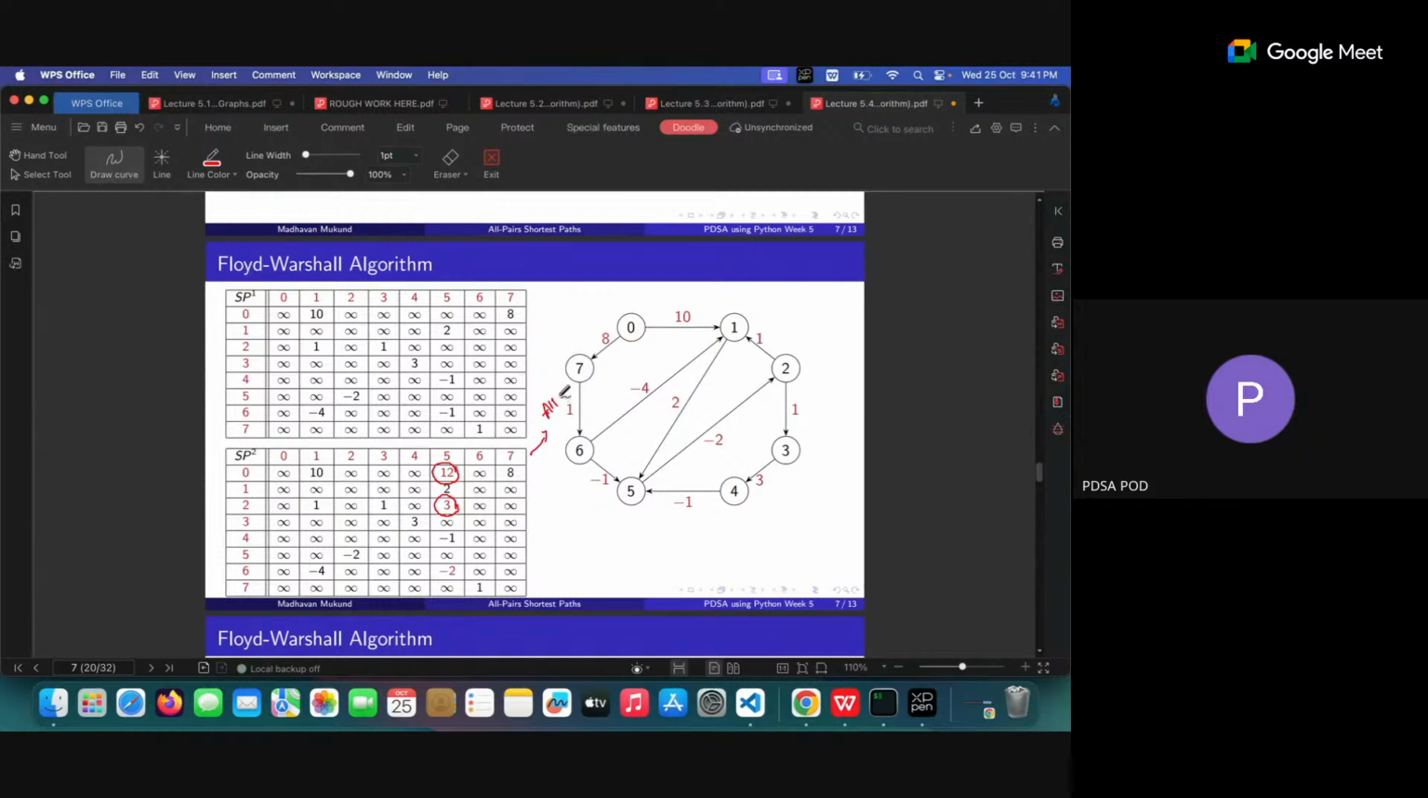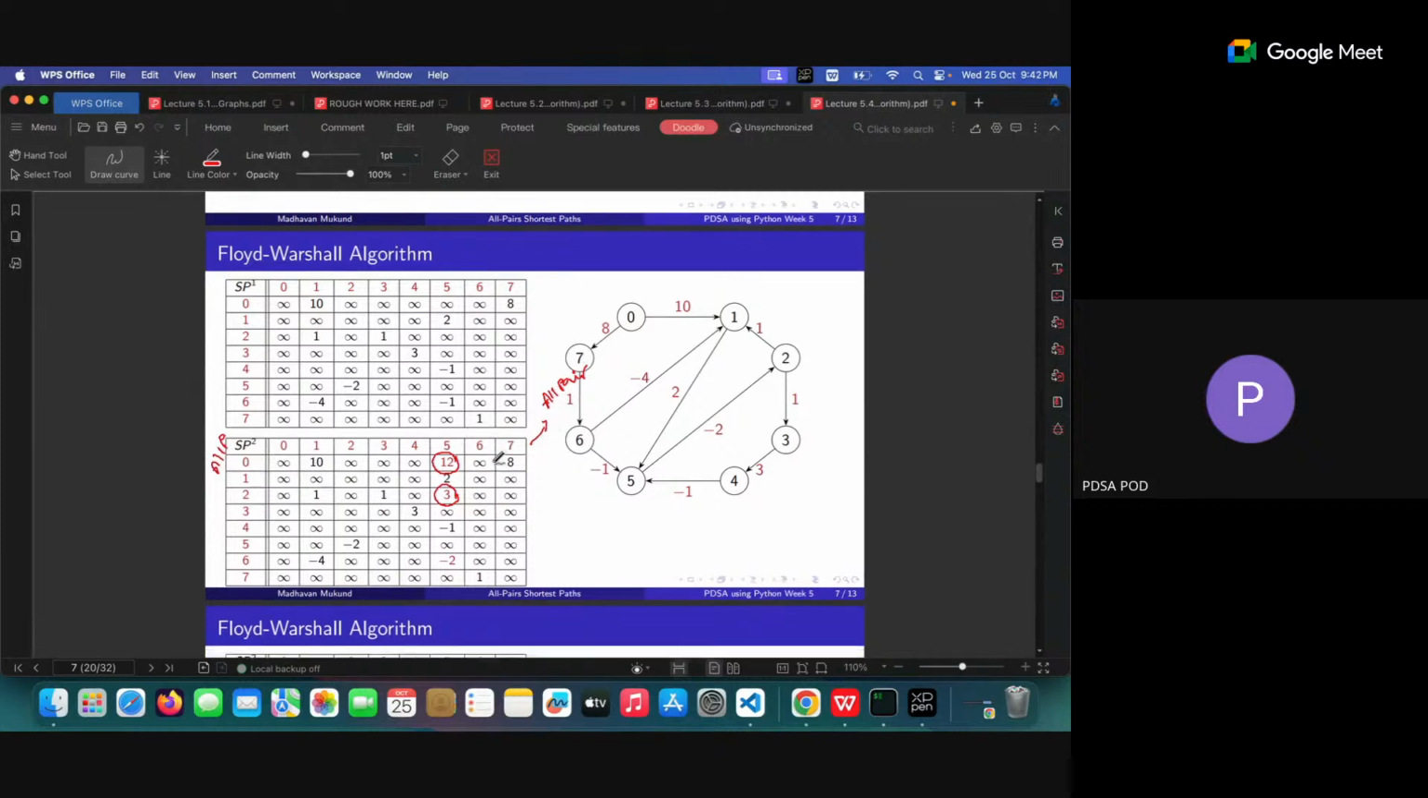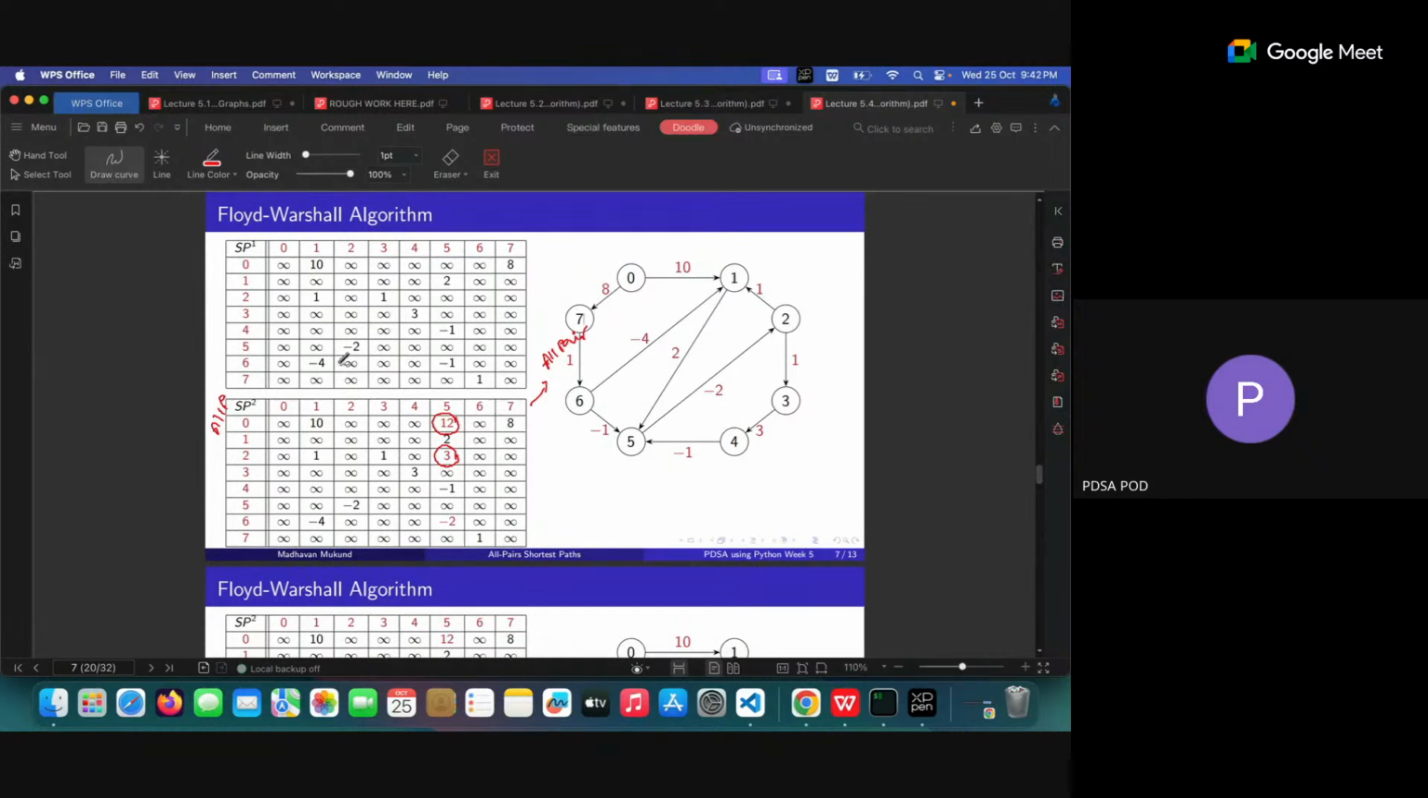These are all pairs. Here all pairs are there. You can look at 0 to 7 here. All pairs we are trying to calculate. And similar way, 6 to 5. Earlier we have 6 to 5 as -1. Now it is updated with -2. So which is a better value.